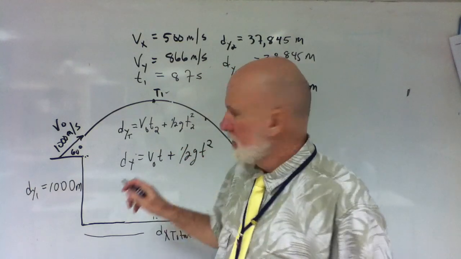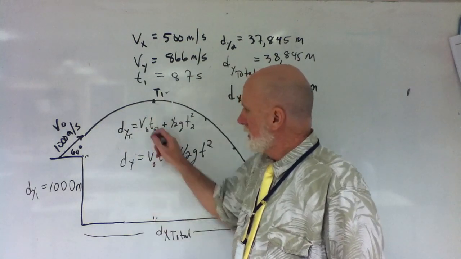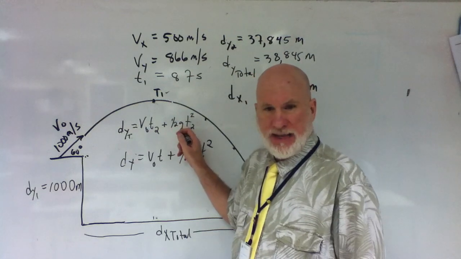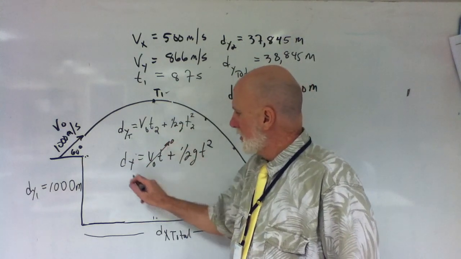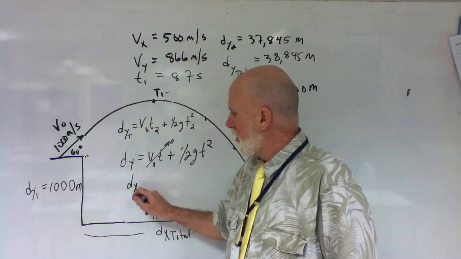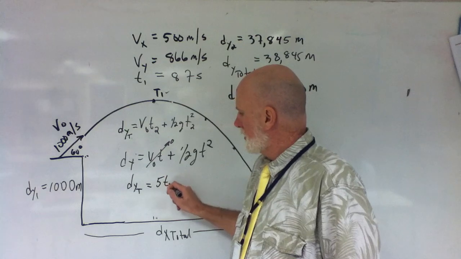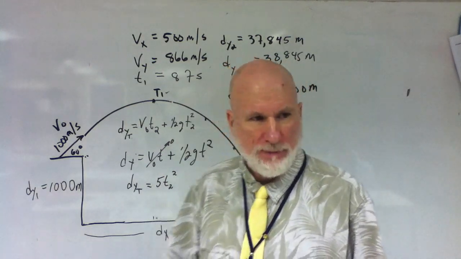So v naught is 0 because it's falling from rest. T2 is the t. G is 10, 1/2 of 10 is 5. So this term drops out. dy total equals 5 t2 squared. Isn't that correct? Yes. Are you sure? Okay.